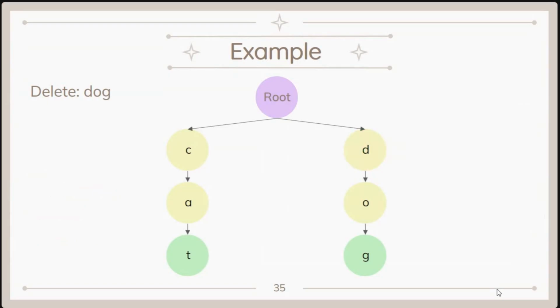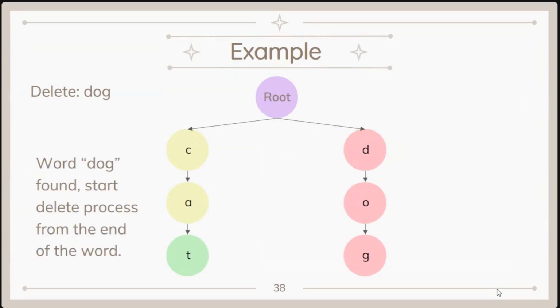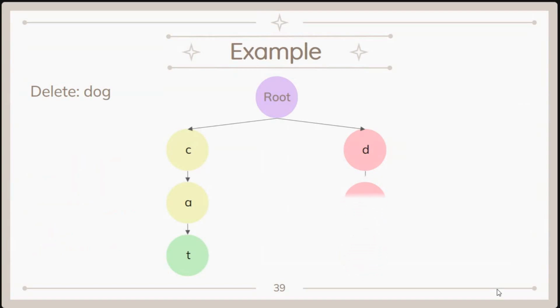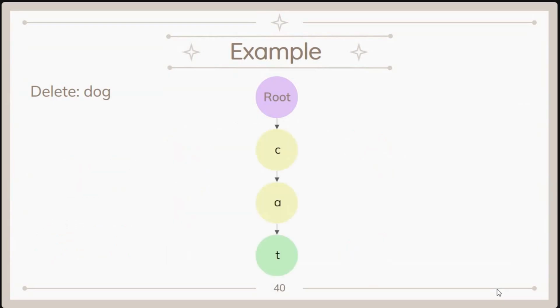Then when we want to delete dog, we look for D, O, and G. We found that G is the end of word. That means that we will delete it from the back to the front. We delete G, and then O, and then D, and that's it. Root now only points to cat.